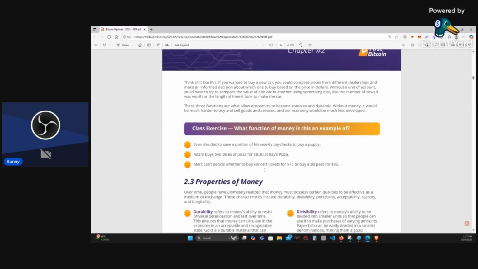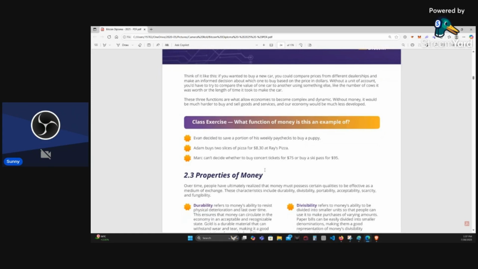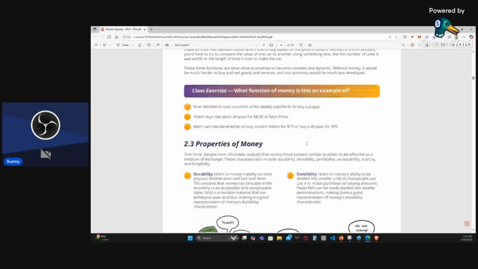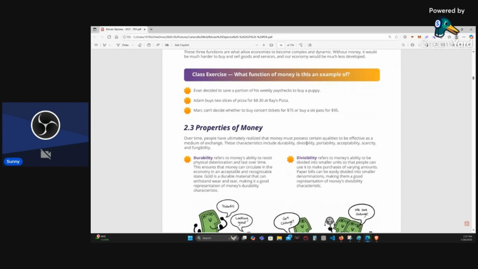These three functions are what allow economies to become complex and dynamic. Without money, it would be much harder to buy and sell goods and services, and our economy would be much less developed. So here we've got a class exercise.